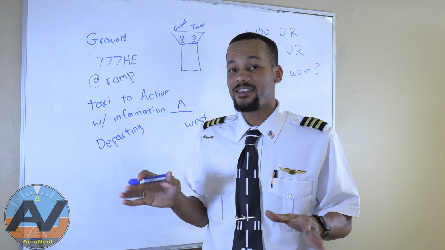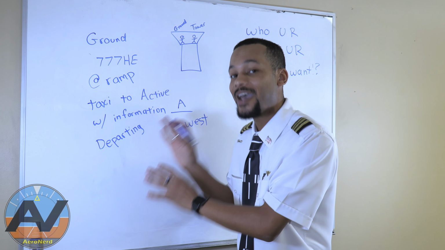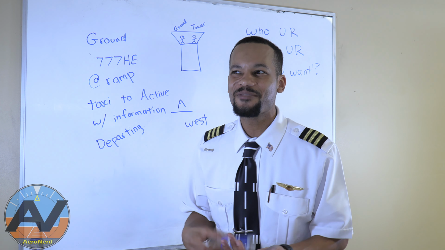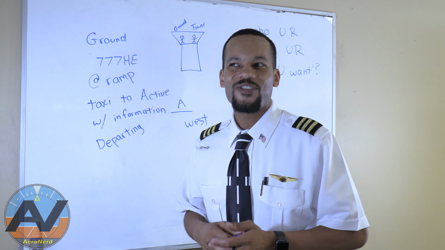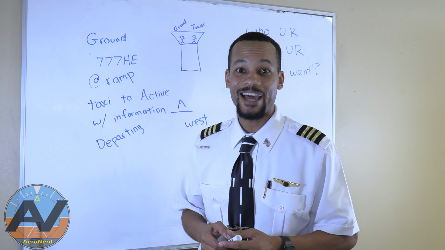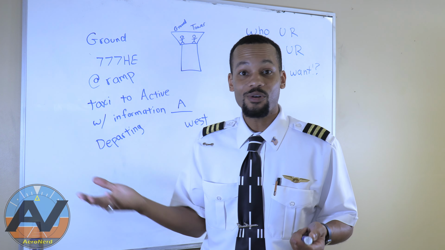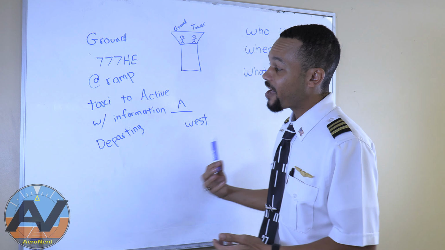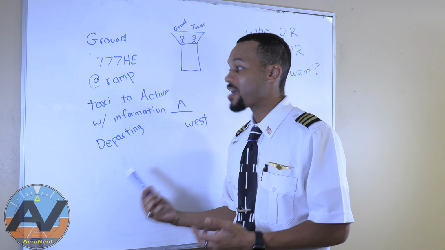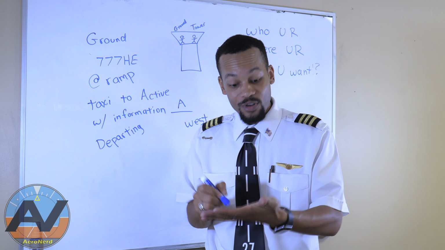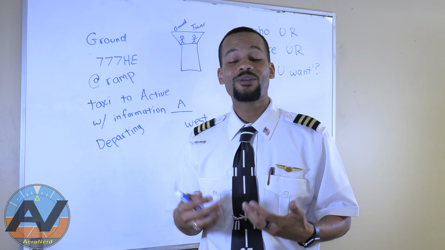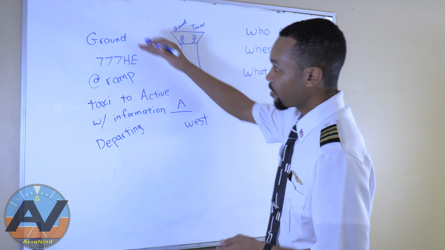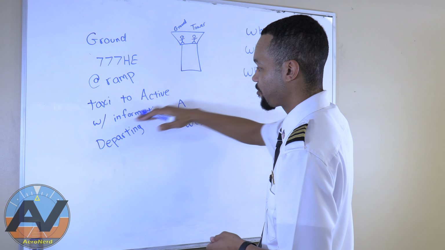Don't try to memorize anything. Just let this part come naturally. It will come. It took me about a good 30 to 40 hours before I could actually contact any controller comfortably, because I'd never done this. Now the fact that I'm teaching it in this method, to write it down and read it verbatim, the radio communication ability will come to you so much quicker if you do it that way. So, ground, 7 Hotel Echo, ramp, taxi to the active, information alpha.